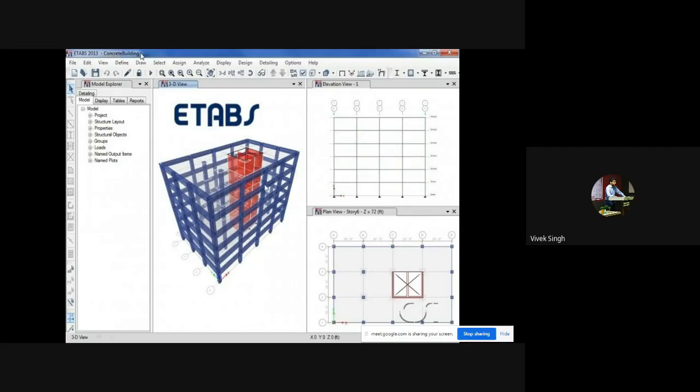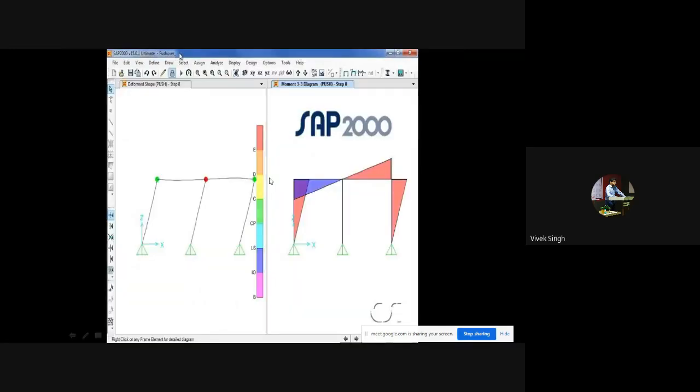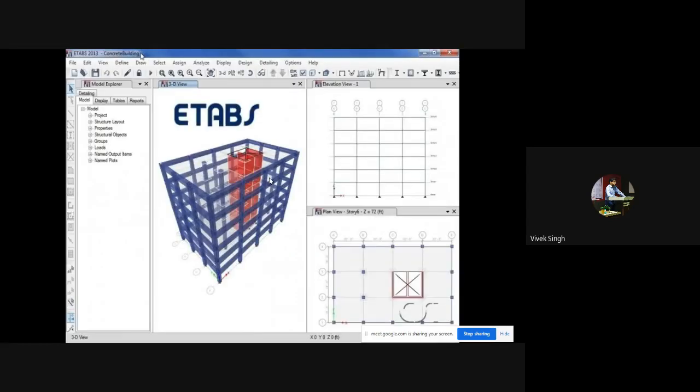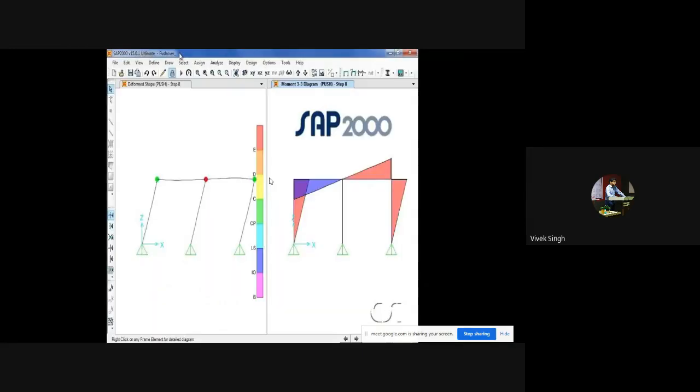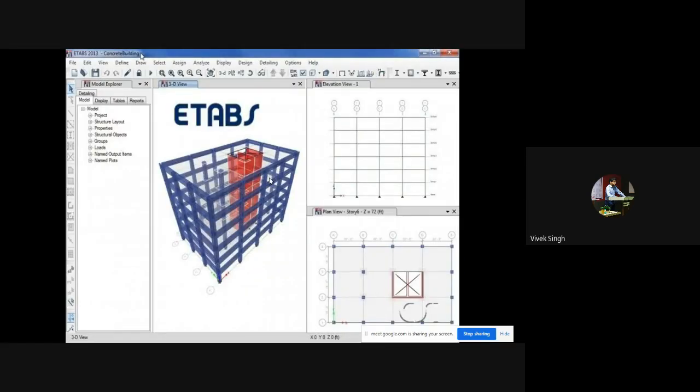And ETABS, this was SAP 2000, which is used for general purpose designing. That means you can design anything on SAP 2000: column, beam, trusses, frames, buildings. ETABS is specifically made for building design. So if you just want to do building design, ETABS is the best. It's actually the same interface. If you look at the SAP 2000 interface and the ETABS interface, it's almost the same. But ETABS is developed specifically for building design, and the developer is the same, CSI America. So ETABS is the one which you'll use for building designing.